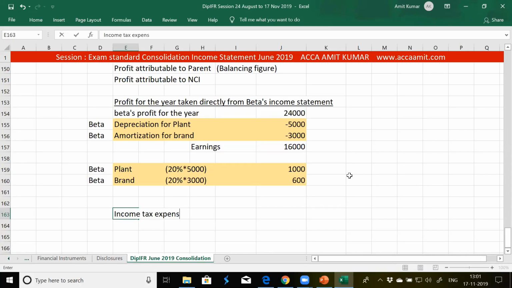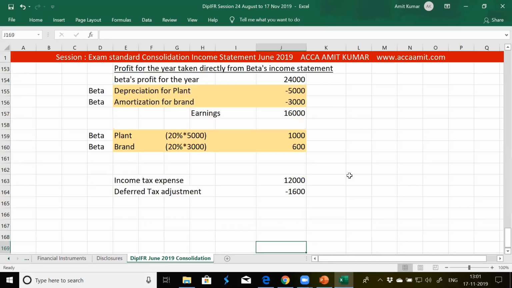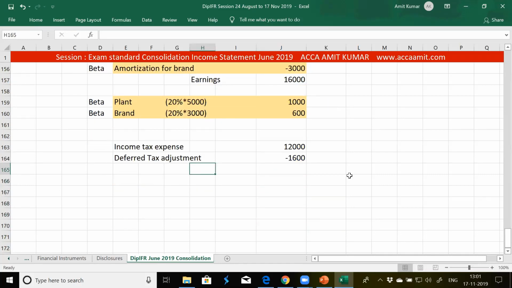Income tax expense 12,000. Deferred tax adjustment, that is 1,600. So tax expense should have been 12,000 minus 1,600.